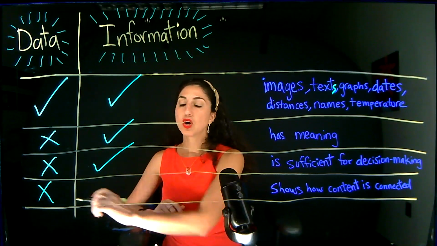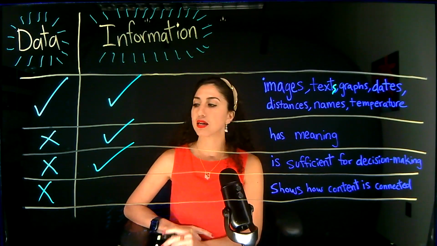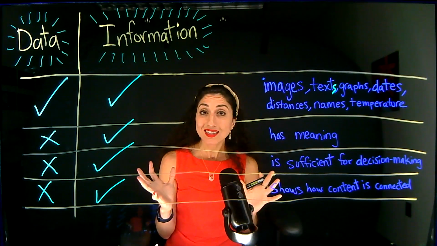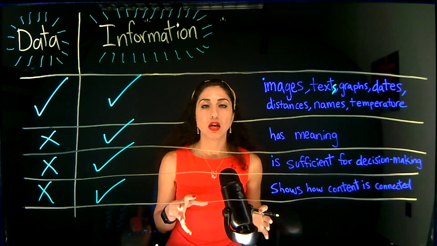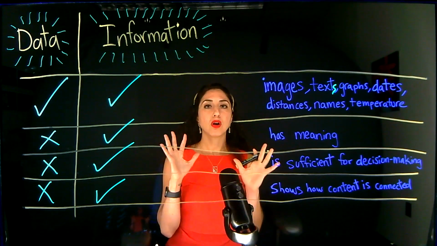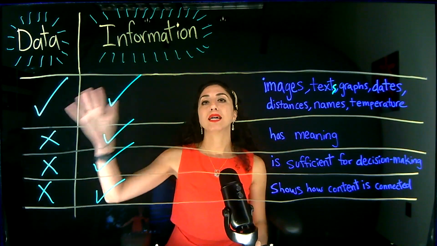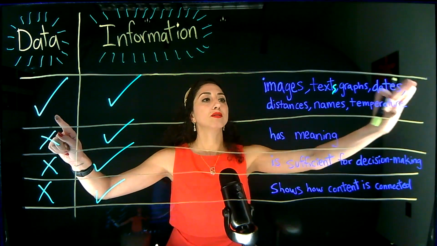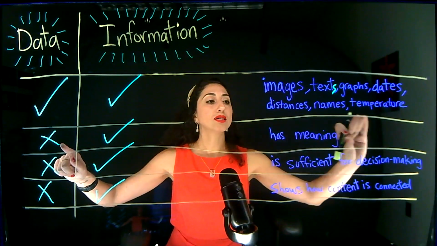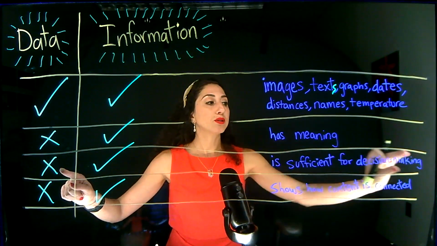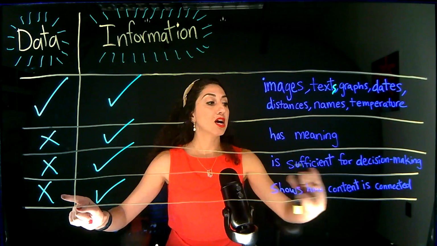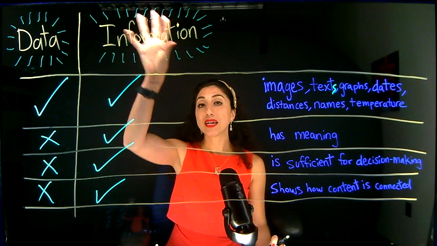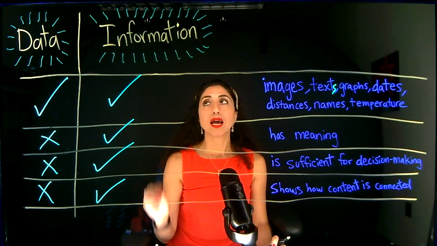Last one, shows how content is connected. Data will not show how content is connected, but information can and usually does show how data points all fit together and are related. So stepping back, there are a lot of differences between data and information. Data is some kind of content that does not have meaning and cannot be used for making decisions and does not show you how content is connected, but information can do all of those things.